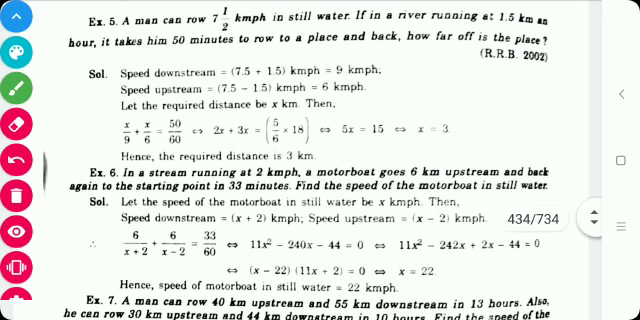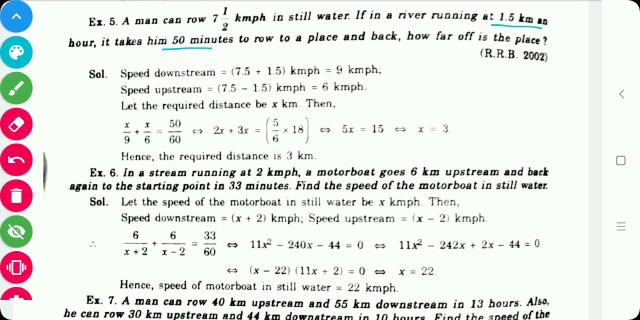Next problem, a man can row 7.5 km per hour in still water in a river running at 1.5 km an hour. It takes him 50 minutes to row to a place and back. So how far off is the place?